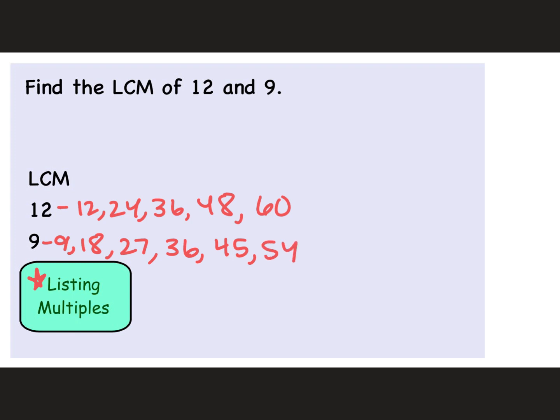So now I'm looking. Do I have anything in common yet? Yes, the smallest multiple that shows up in both of them is 36. So that means the LCM of 12 and 9 is 36. So that's one of the methods, listing them out. Not always the best, because if you miss a multiple, you're going to end up with the wrong answer. And sometimes you have to go for a very long time before you find the LCM.